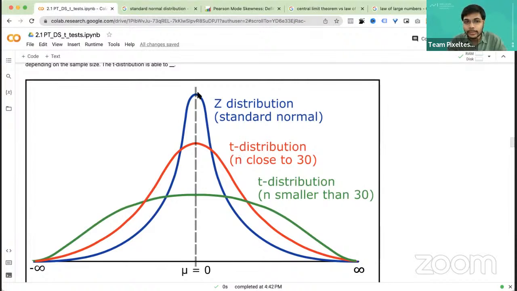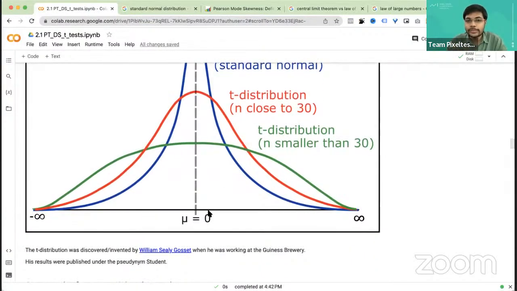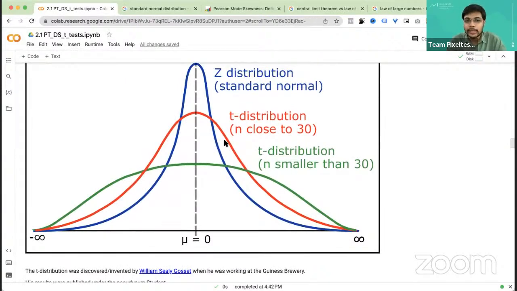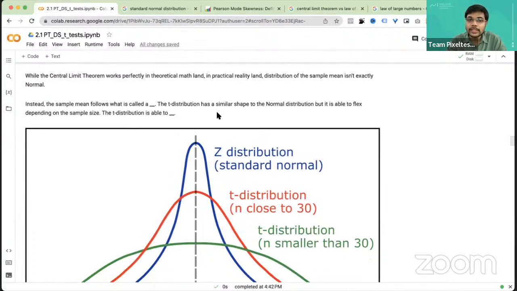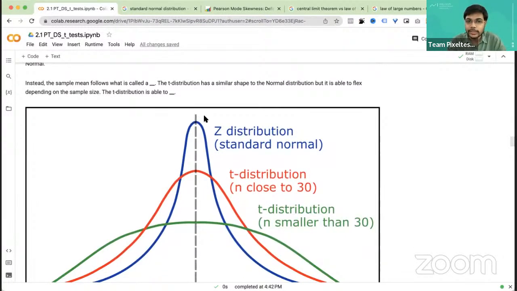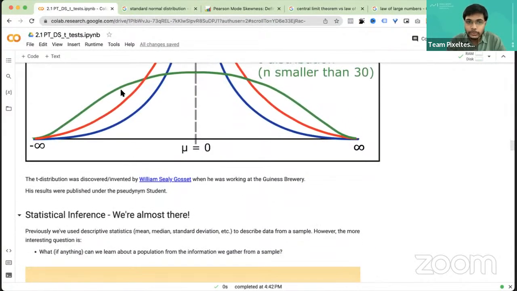When the number of observations is decreasing, you can see that the T curve becomes a little shortened, right? That is what we are talking about in the T distribution. The T distribution is similar in shape to the normal distribution, but it is shorter, and it is able to flex depending upon the sample size. So that is what we are going to see.